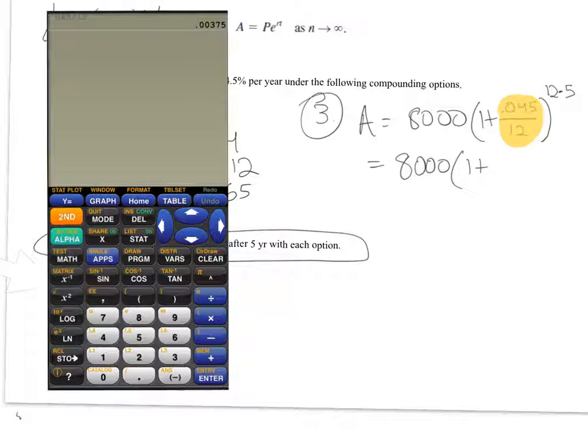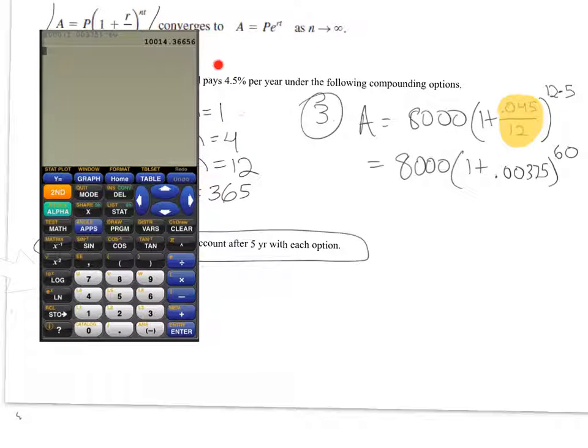I plugged it into my calculator, and you see that we end up with 0.00375, and that's raised now to the 60th power because we multiplied the 12 times that 5. So this is what we have. Now let's plug this into my calculator. But notice, I'm not going to plug in 1 plus 0.00375. I'm actually just going to add the 1, so the number I'll be entering into my calculator will be 1.00375. Let's use our calculator again and see what we get.